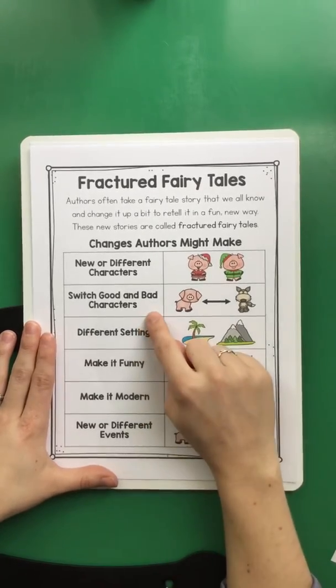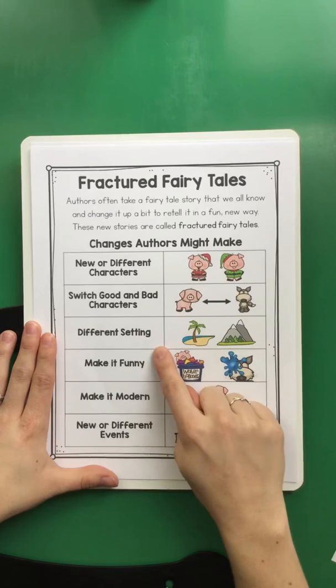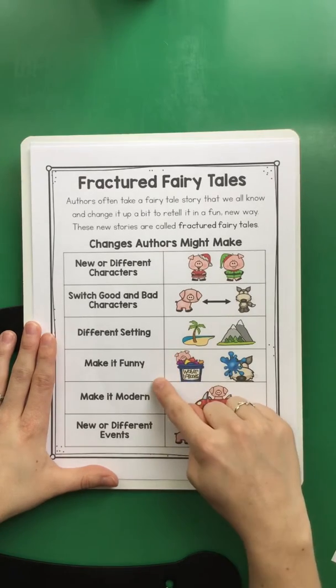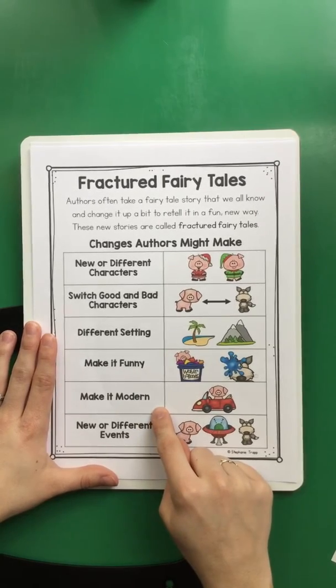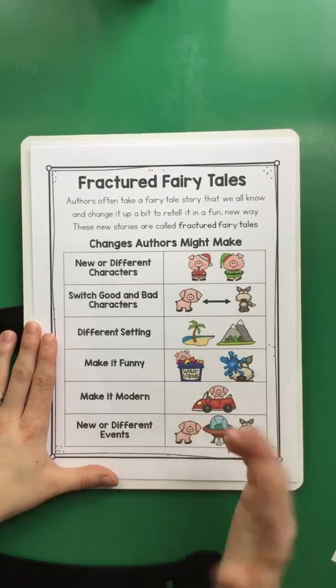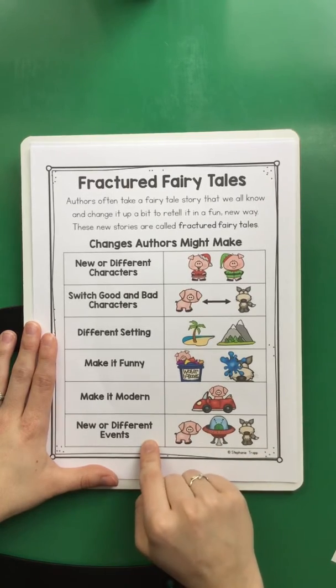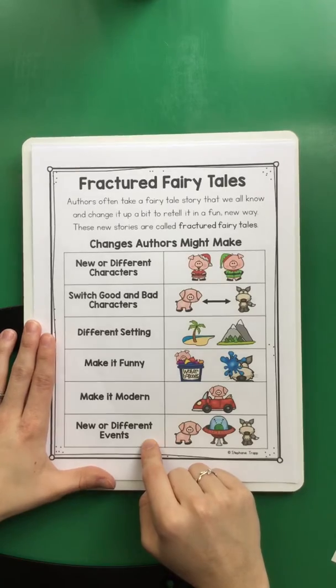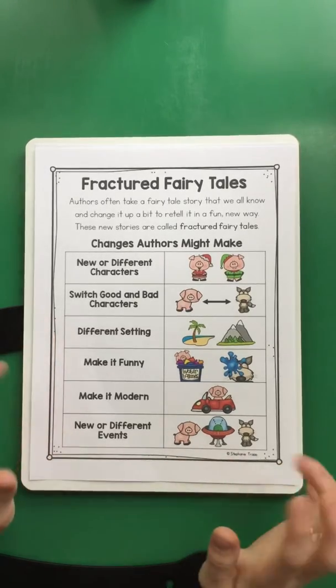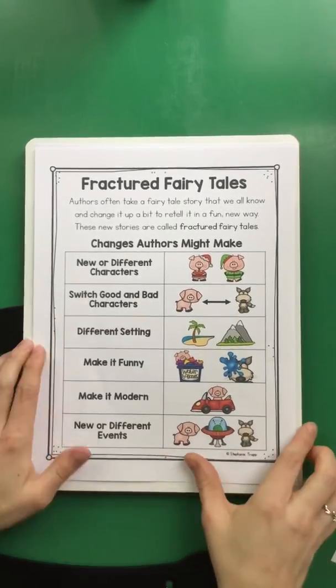So they could have switched good and bad characters. They could have put it in a different setting. They could have tried to make it funny in some way. Maybe it's through something that they said or through illustrations. They may have tried to make it more modern, meaning like not so old-timey. And then they may have made new or different events that may have also had a new or different ending, or maybe they changed up how we got to the ending throughout.